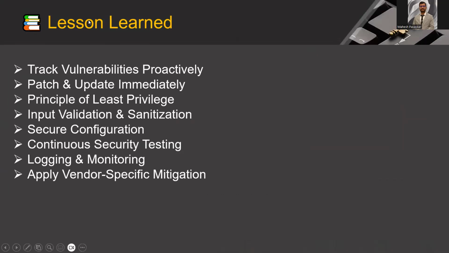So we learn we have to track vulnerabilities proactively. If we are affected, we have to assess the impact, and then we have to plan patching and update immediately. To avoid the damage, always use the best principle, which is the least privilege principle. So even if we are vulnerable to this particular attack, we will get less damage. So always use least privilege principle.